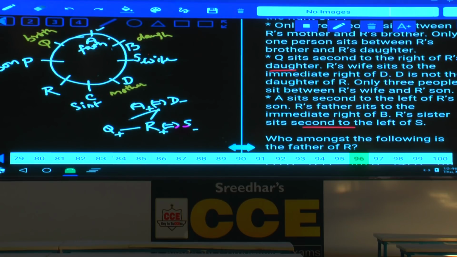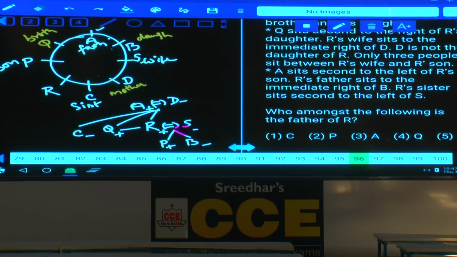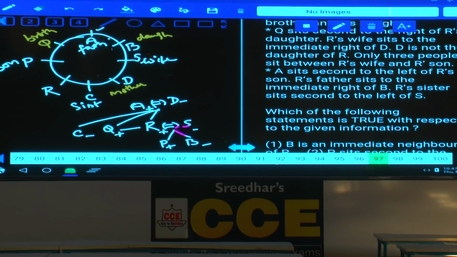Q is a male. And this R has a sister, and who is the sister here? Sister is C. And this R has a son and a daughter. Who is the son here? Son is P, and daughter is B. Clear now? Then, who among the following is the father of R? Yes, tell me who is the father of R? A, choice 3. Then 97.